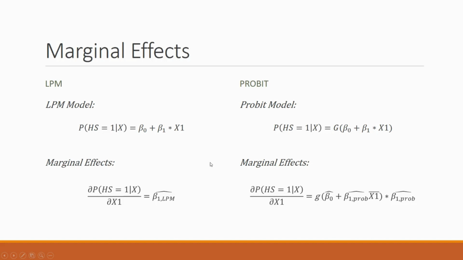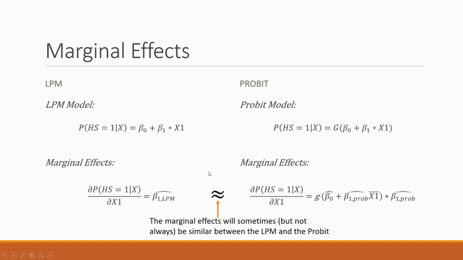Okay, so basically, when we're using different models, we need to remember what the marginal effect is and how we find it. With a linear probability model, the marginal effect is just beta 1 hat. With a probit model, the marginal effect is this whole expression. And I'm going to show you in a moment how we calculate these using Stata. Oftentimes, sometimes, but not always, these are similar to each other. Not always. They're somewhat similar.